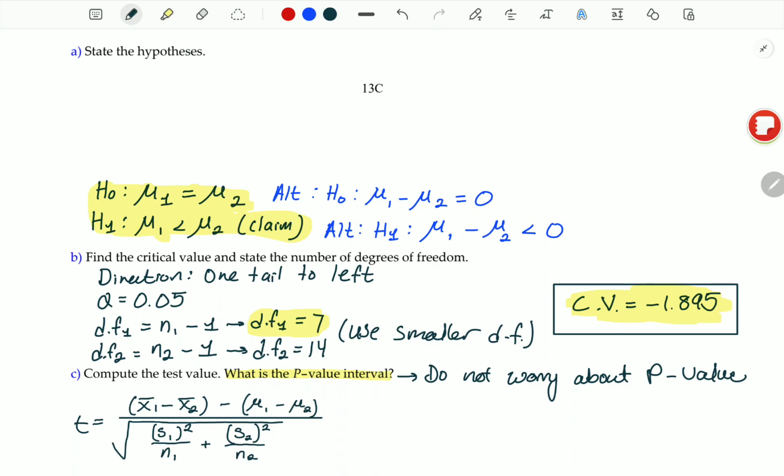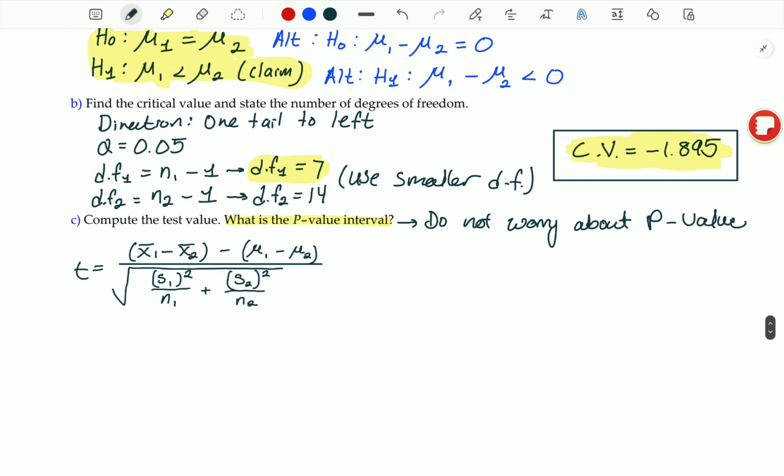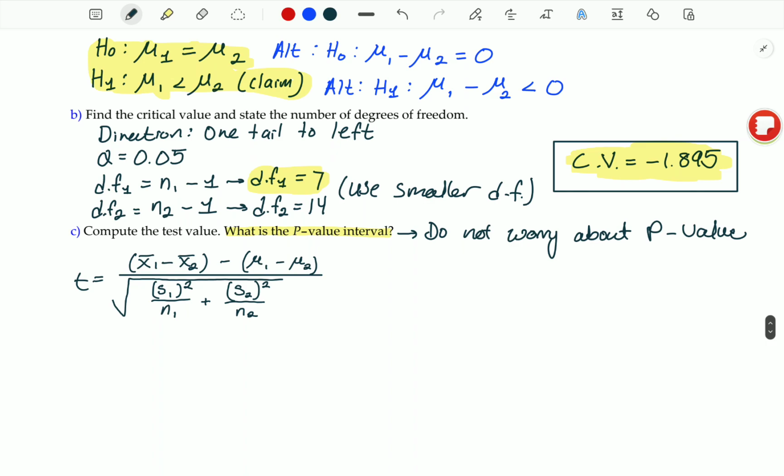Now, we want to compute the test value. Because we're using the traditional method, we do not have to compute the p-value interval in this case, so I'm not going to go over that. If you want to see how the p-value interval can be conducted, just review the question before this one.